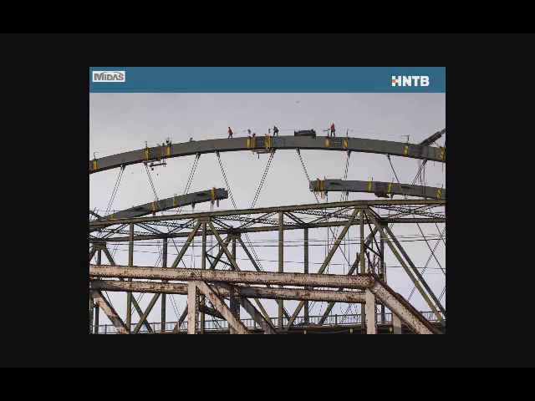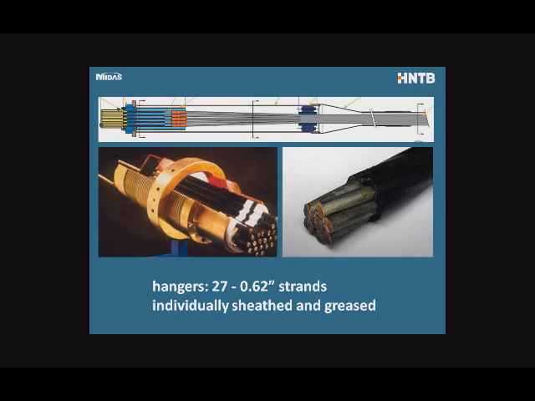So now on Blennerhassett, which is coming in a second, we borrowed some technology from cable stayed bridges. So instead of the traditional wire rope, we used a bundle of 7 wire strands. So these are individually sheathed and greased strands. You can see in the right-hand picture, they're made up of 7 roughly 1/4-inch diameter high-strength steel, 270 KSI steel.